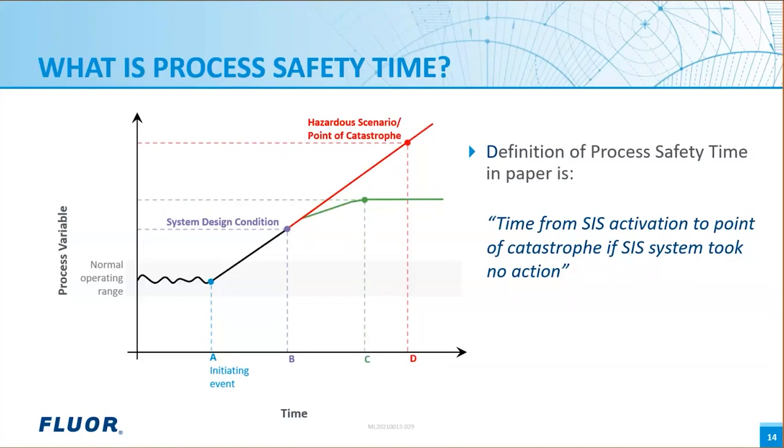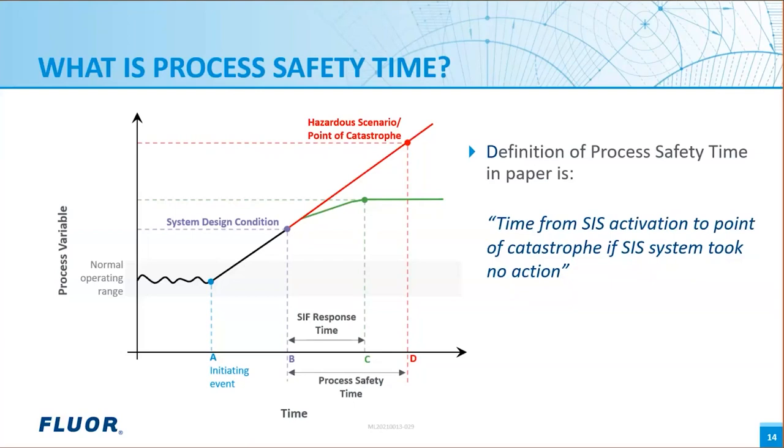So what we're really saying is that per our definition, the process safety time is the distance marked between point B and point D. So from the point of activation to the point of catastrophe, that is the amount of time that our safety system has available to take corrective action. And therefore the safety instrumented system response time is marked by the distance B to C. And what we really need to do is make sure that that response time is shorter than the available process safety time. So as we can see on the right here, the definition that I would use of process safety time in an engineering context is the time from safety instrumented system activation to the point of catastrophe if the safety instrumented system took no action.